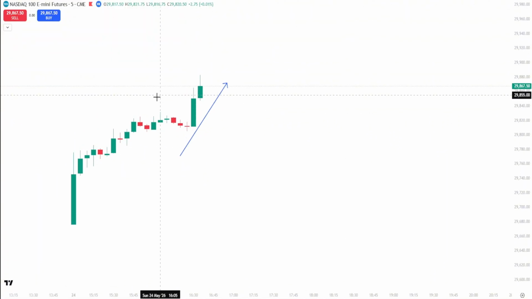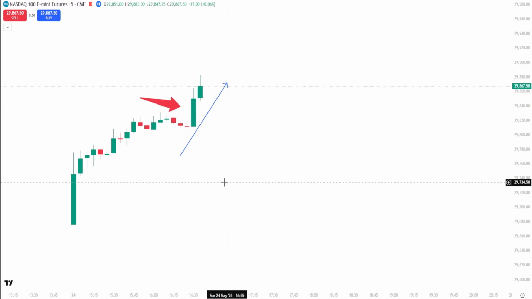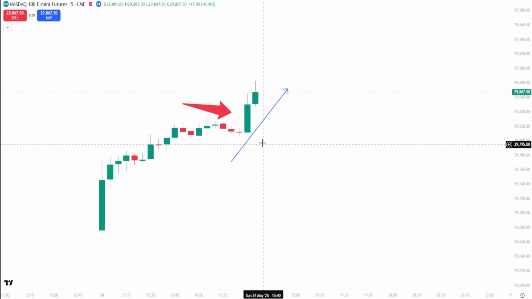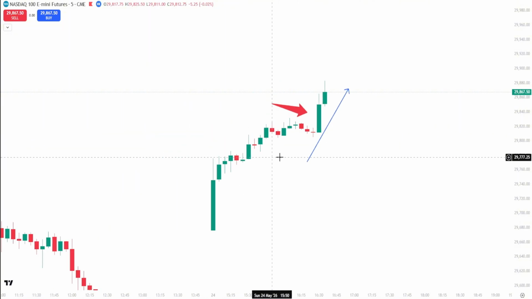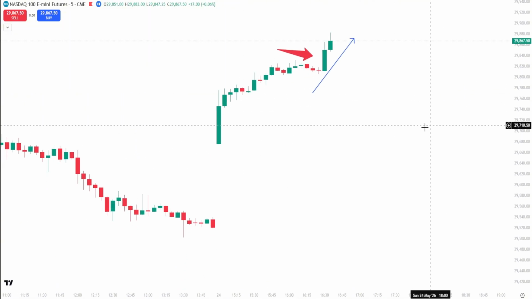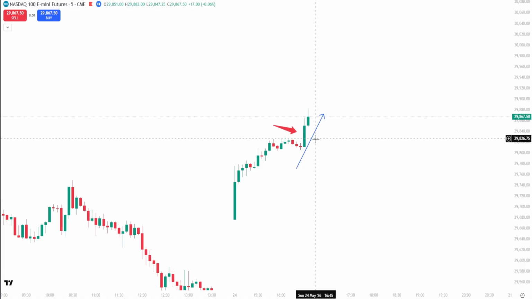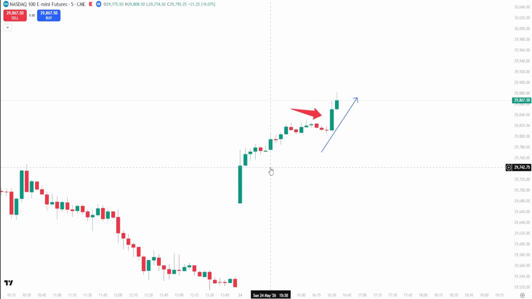And here's why that matters. The market is constantly trying to be efficient. It wants to go back and revisit the levels it skipped. So when you see a fair value gap on a chart, there's a really good chance price is going to come back to that area at some point. And that's exactly what we're going to trade.